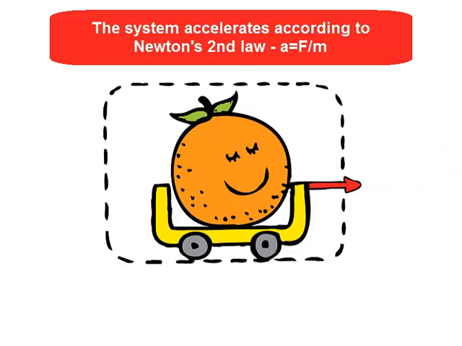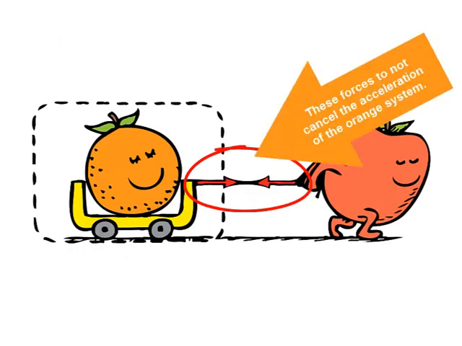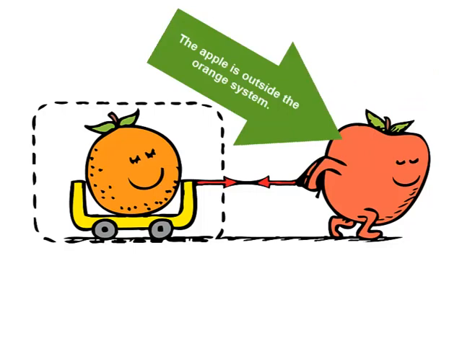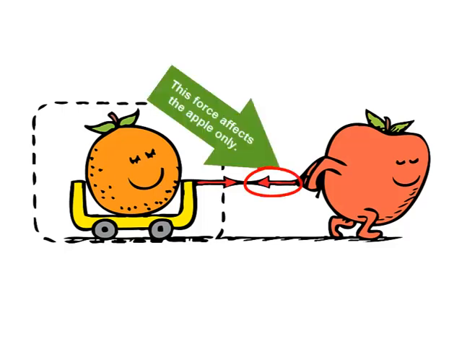The system, the orange, accelerates according to Newton's second law. The force on the orange provided by the apple isn't canceled by the reaction force on the apple. The orange still accelerates. The force is provided by the apple, which doesn't change our analysis. The apple's outside the system. The fact that the orange simultaneously exerts a force on the apple, which is external to the system, may affect the apple, but not the orange.